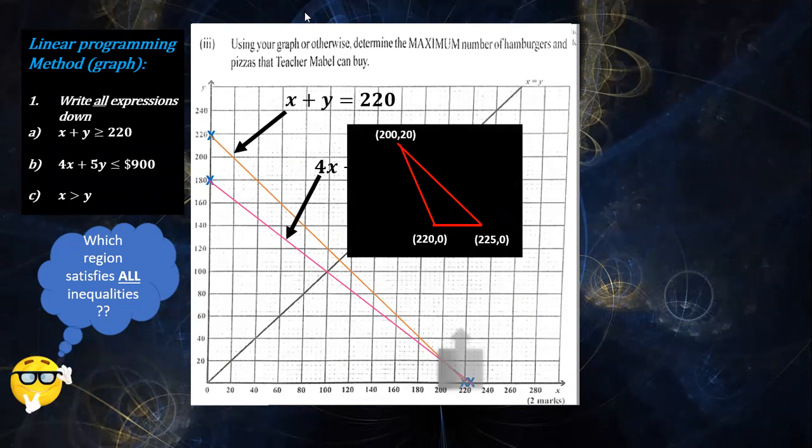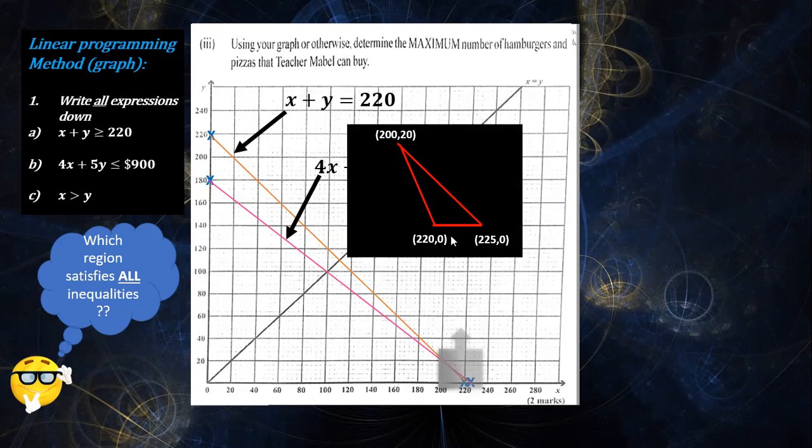Let's see what it says. It says use your graph or otherwise determine the maximum number of hamburgers and pizzas that teacher Mabel can buy. Okay, so based on that, it has to be one of these. Now, if you simply add it, 220 plus 0, 225 plus 0, 220 plus 20, you may come up with this answer.